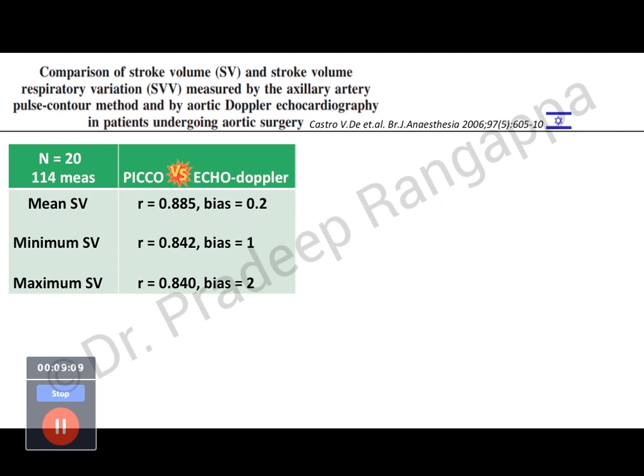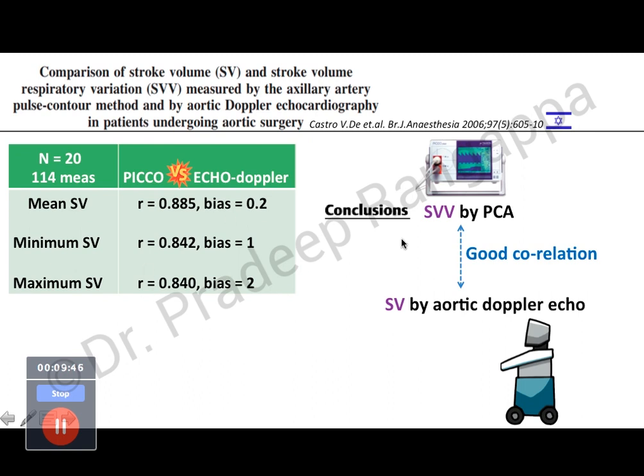This was another study, which came from the Israel group. It was done in 20 patients, comparing stroke volume and stroke volume variation measured by the axillary artery pulse contour method, which is a cardiac output tool, and by Doppler echocardiography. They took 114 measurements. They compared PiCCO readings versus echo Doppler, and had a good correlation for mean stroke volume, R equal to 0.885. Minimum stroke volume also had a good correlation, and maximum stroke volume also. The authors concluded that stroke volume variation measured by pulse contour analysis in this study had a good correlation to stroke volume measured by aortic Doppler echo as well, which means they were concordant and one was not superior to another.